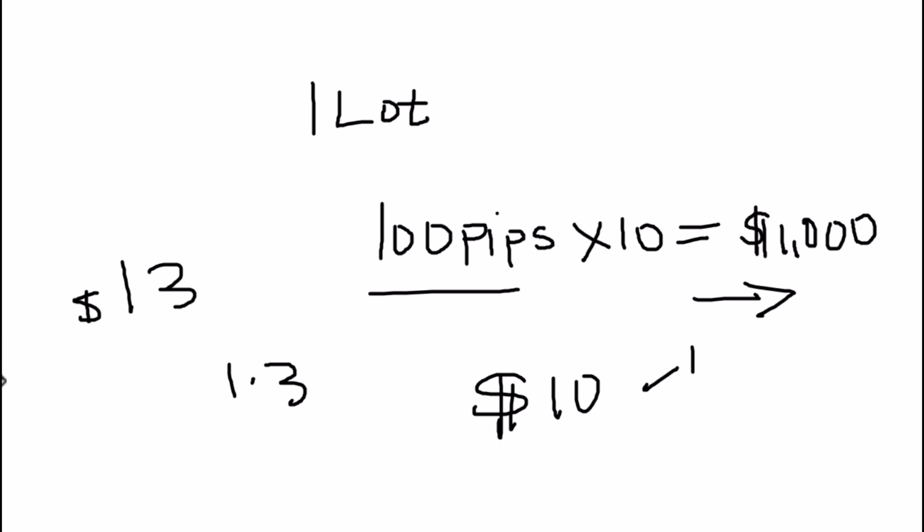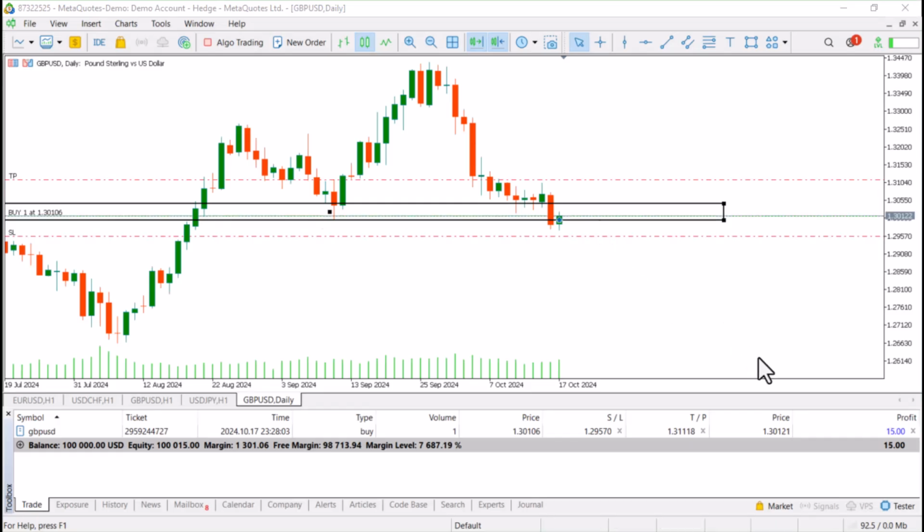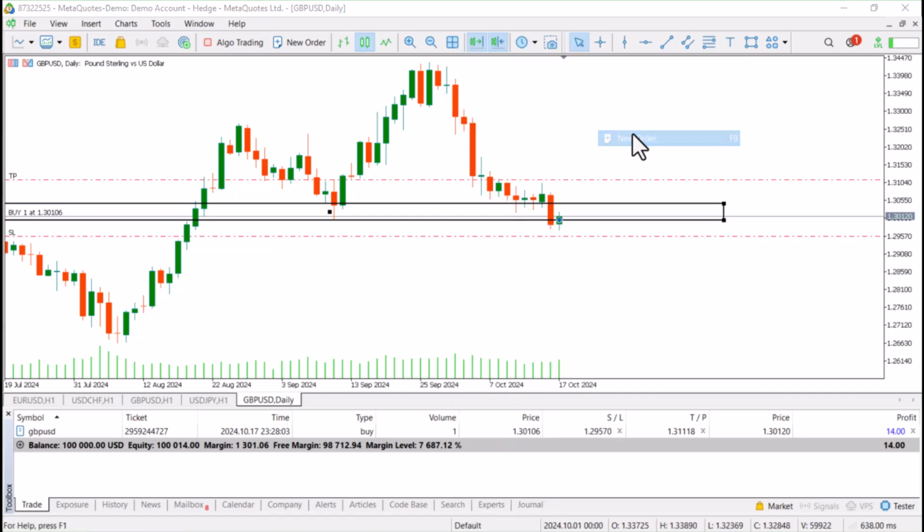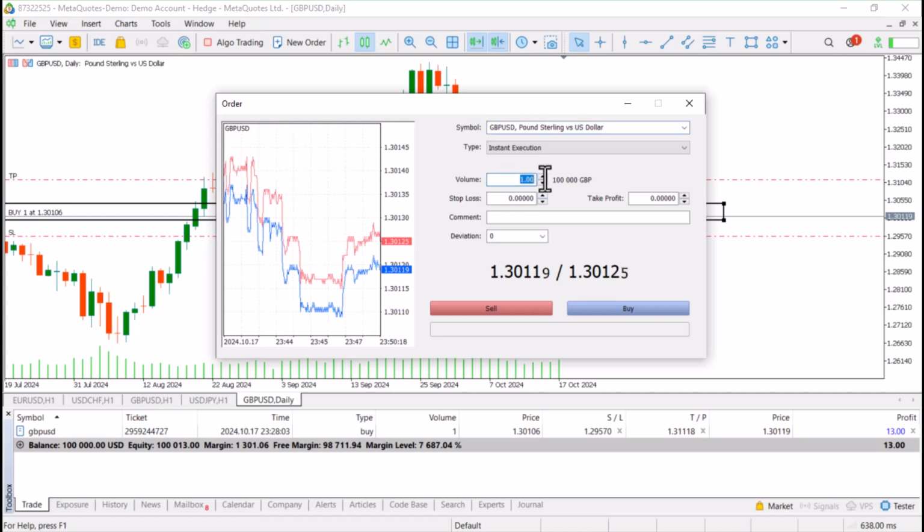Is that clear? Yes, sir. $15 now mean what? 1.5 pip. 1.5. Now let's initiate a mini account. On a mini account, let's go to new order, and then let's change it to 0.10 and let's buy.